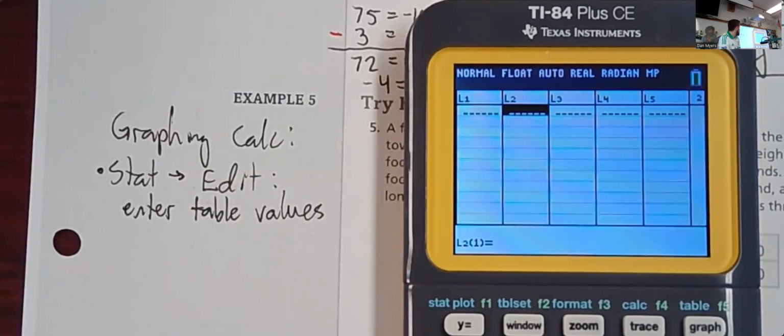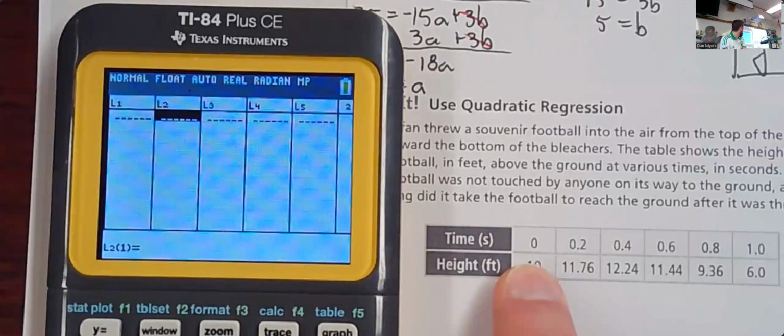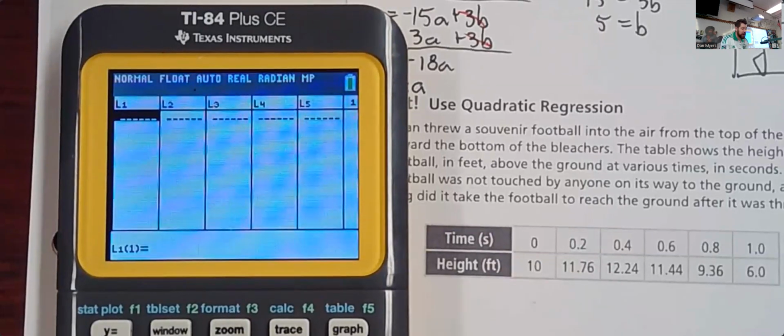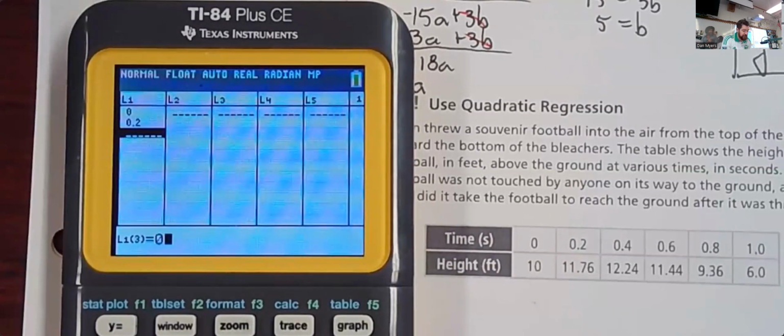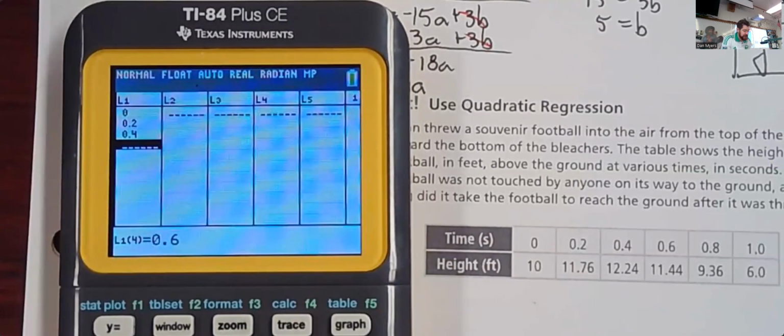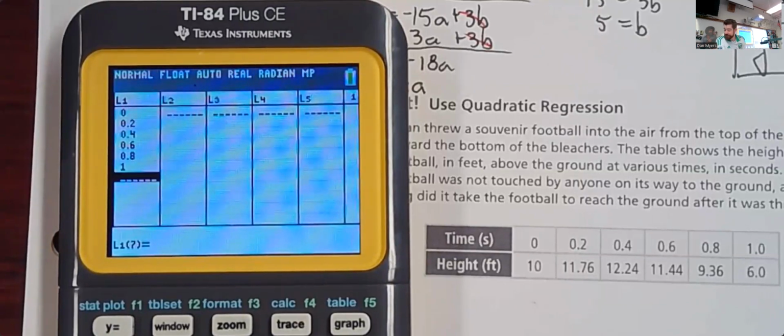Then we're just going to go ahead and type in everything we have. L1 will be the values of X. L2 will be the values of Y. So time, those are your X values. Height, those are your Y values. So on L1, we're going to have 0, 0.2, 0.4, 0.6, 0.8, and 1.0, or 1.